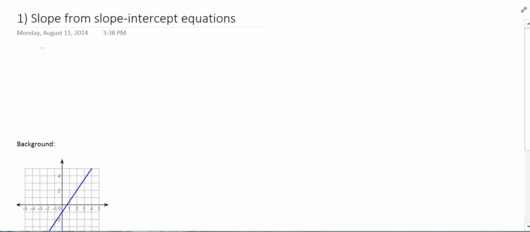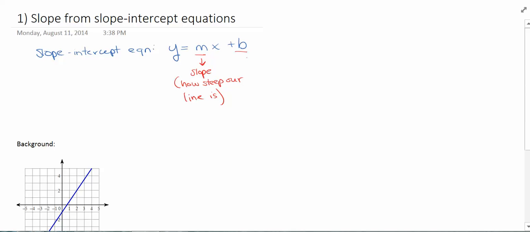So we know that the general form of a slope-intercept equation is y equals mx plus b. And m represents the slope of our line, or we also can consider this as representing how steep our line is.